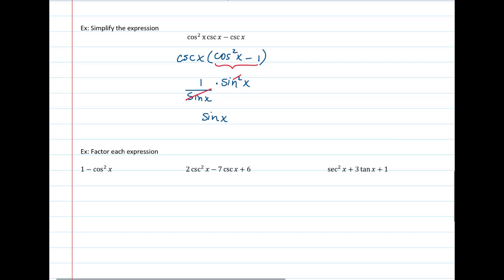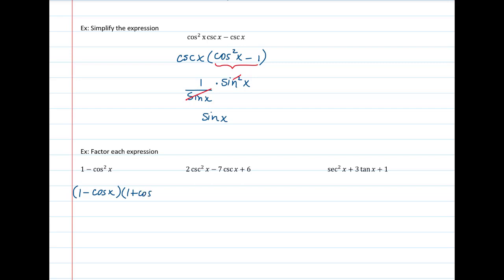Now here we have a few more examples where we're asked to factor each expression, and factoring is something that we're going to be doing a lot. We'll start with the first one here, 1 minus cosine squared of x. Remind us of the difference of squares, right?